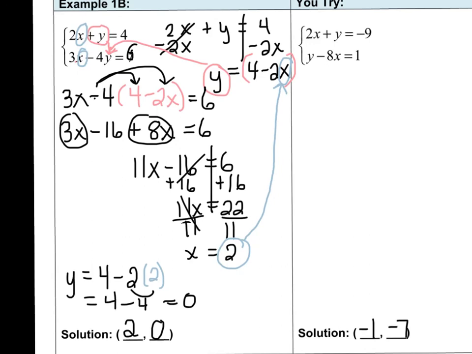The answer to the next problem is -1, -7, so make sure you do all the work and come up with that answer.